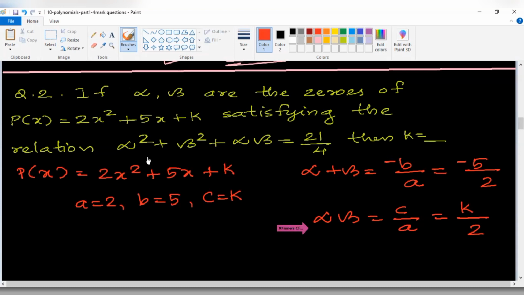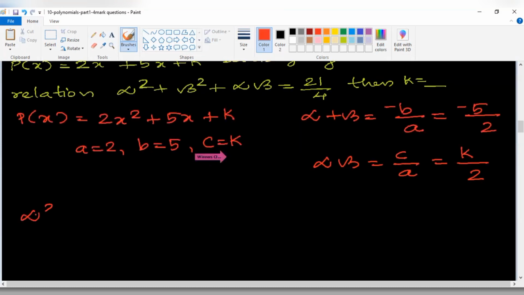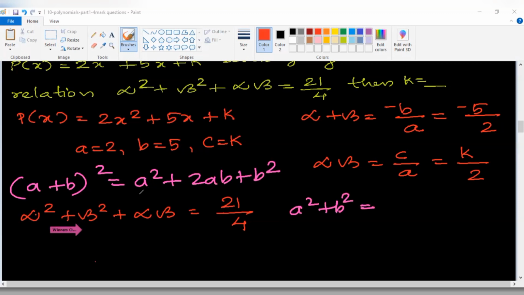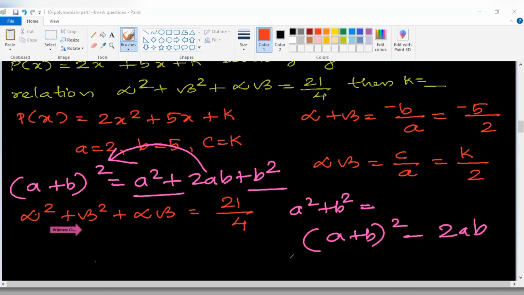Now, the given relation is alpha square plus beta square plus alpha beta, which is equal to 21 by 4. Alpha square plus beta square, we can use the identity: a plus b, the whole square, we know it is a square plus 2ab plus b square. So what is a square plus b square? Here we have to take this 2ab to the other side. It is a plus b the whole square minus 2ab. So we can use the same identity over here.